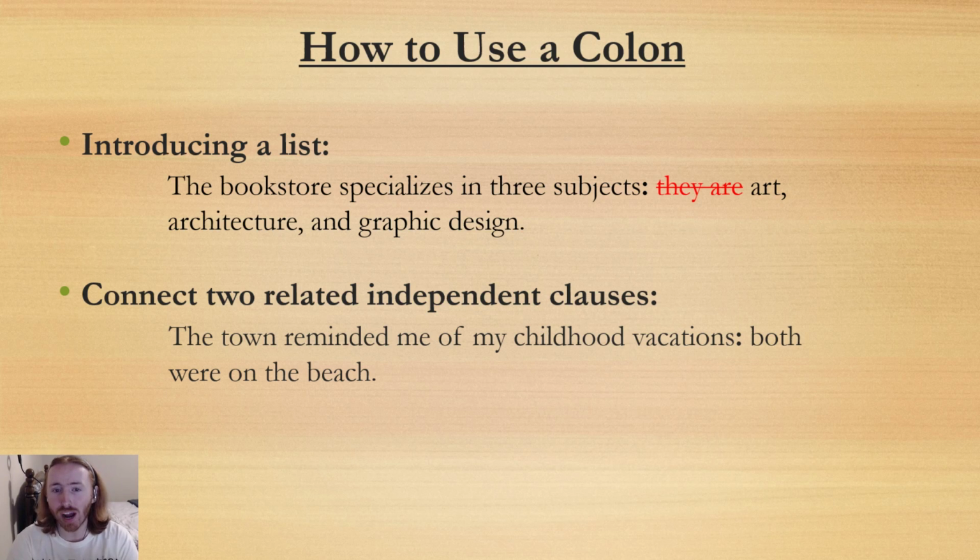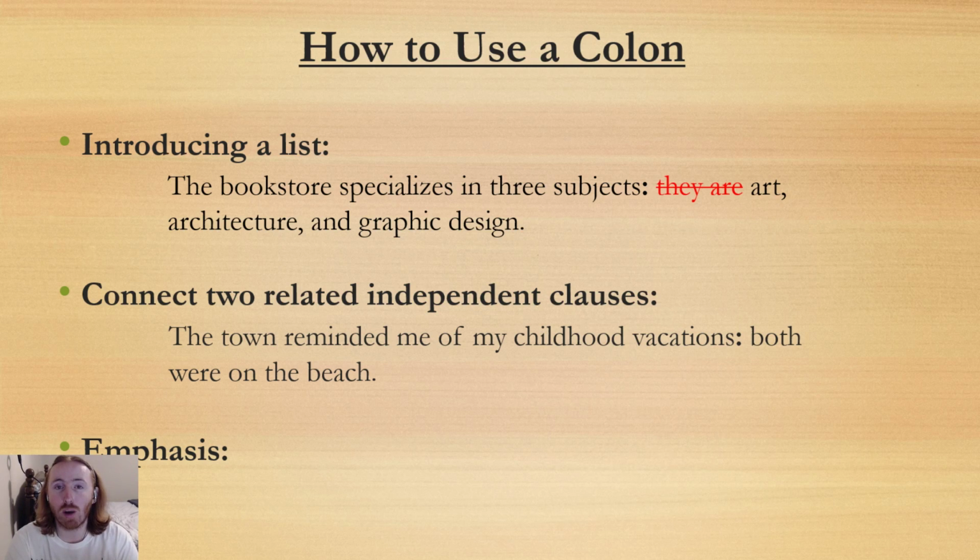So if you took away the last part of this and just said, the town reminded me of my childhood vacations, period, that's a perfectly fine sentence. It doesn't need anything else to make it work. If you take away the first part and say, both were on the beach, well, we don't know what both is, but that aside, the sentence is still fine grammatically. It doesn't need anything else to be a complete sentence. And because these two are connected to one another, they're linked using the colon. It's pretty similar to a semicolon in this way.